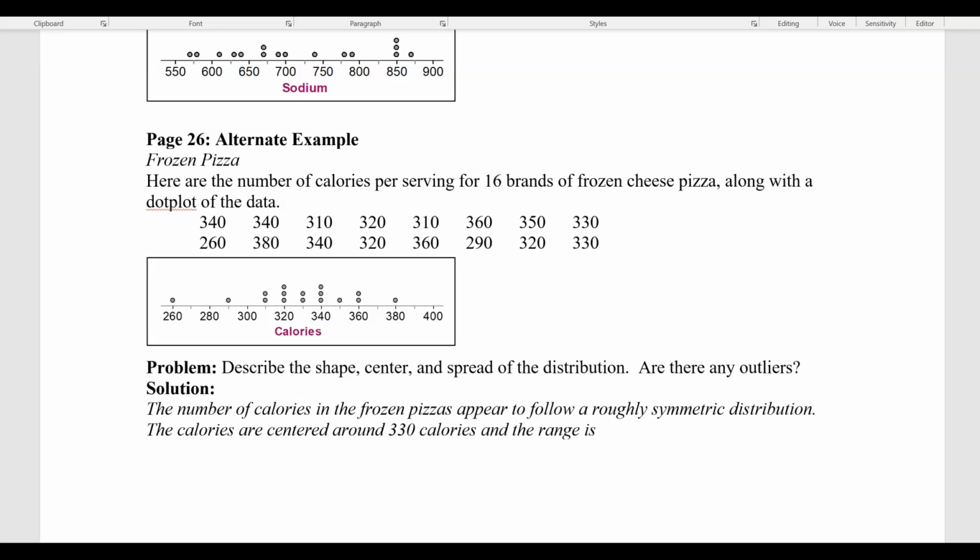And we go 380 minus 260, that would be 120. So I answered all three of their questions. I talked about the shape, I talked about the center, and I talked about the spread. Are there any outliers? So I'm going to show you the 1.5 IQR rule here, sort of the real technical way to do it, but I'm also going to show you that you can use your calculator to really assist you in that.